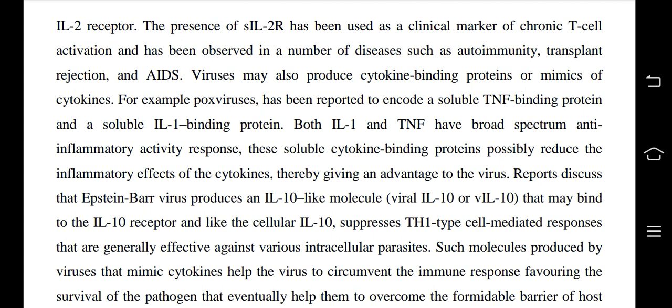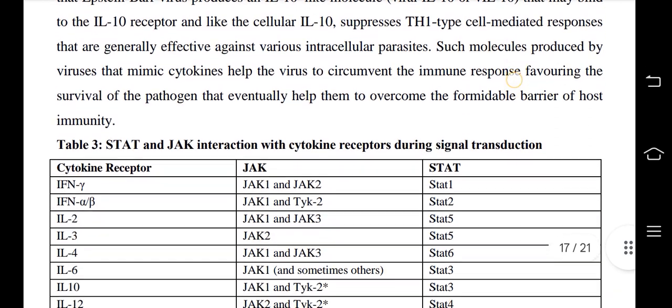Reports discuss that Epstein-Barr virus produces an IL-10-like molecule, viral IL-10 or vIL-10, that may bind to the IL-10 receptor and, like the cellular IL-10, suppress Th1 type cell-mediated responses that are generally effective against various intracellular parasites. Such molecules produced by viruses that mimic cytokines help the virus to circumvent the immune response, favoring the survival of the pathogen that eventually helps them to overcome the formidable barrier of host immunity.